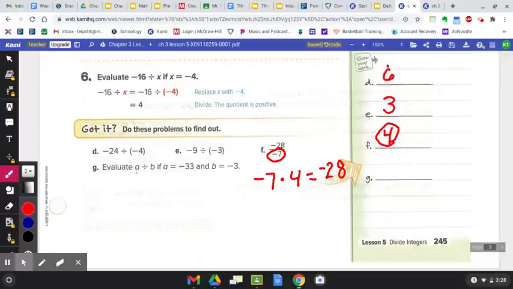Remember our evaluate problem. So I'm going to take A and divide it by B. So I plug in a -33 for A and a -3 for B, right? So I should get, same signs there, so I should get a positive answer, and 33 divided by 3 is 11.